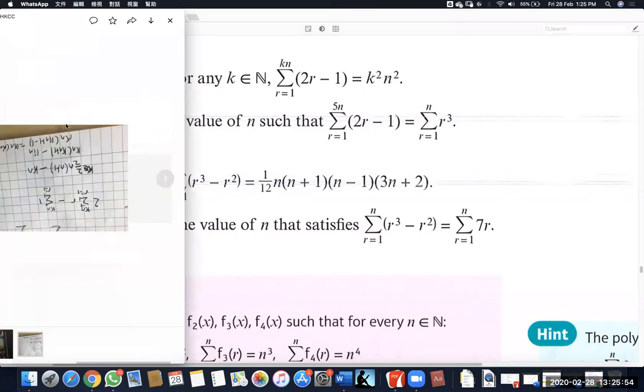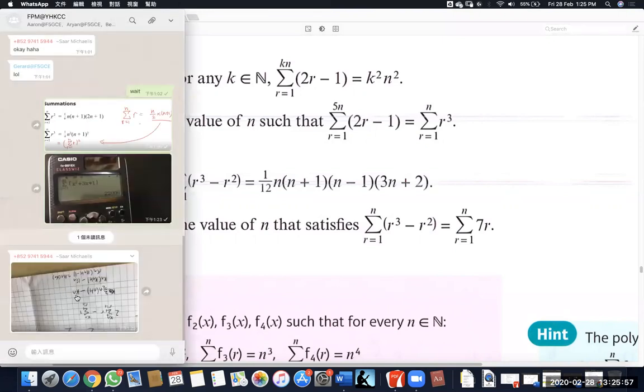Please send it again, it's upside down. Okay.